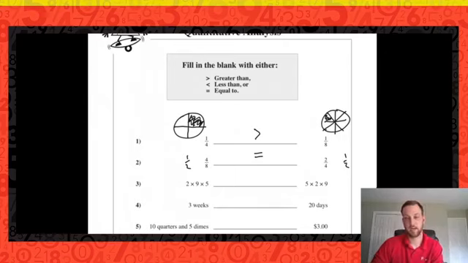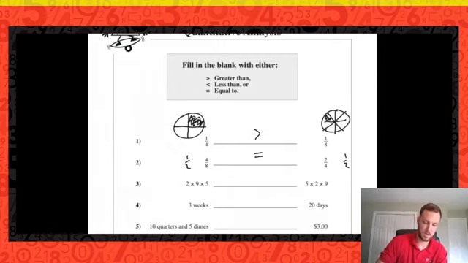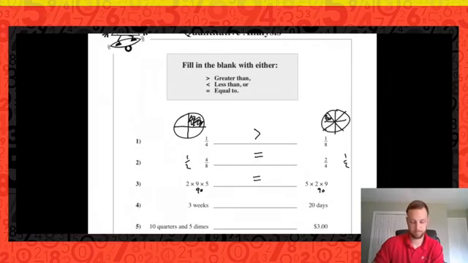2 times 9 is 18, and 18 times 5 is what? We can go ahead and do the arithmetic here and prove this one out. 2 times 9 is 18, times 5 is 90. 5 times 2 is 10, and 10 times 9 is also 90, so we can prove that both of those numbers are equal.